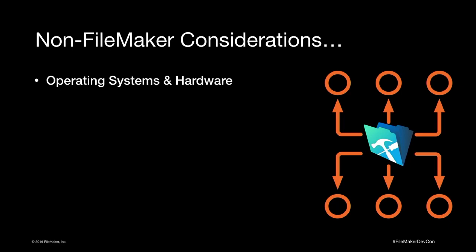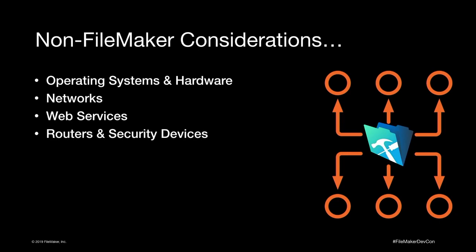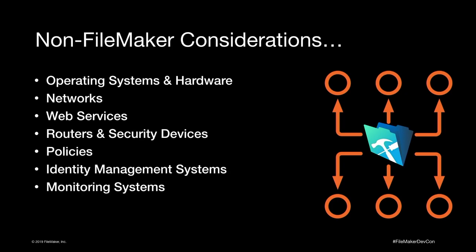So, who's responsible for the systems and hardware? What does the network look like? Is it LAN, WAN, remote app, terminal server, VPN, etc.? What about web services? Who's responsible for routers and other security devices? And will they follow your recommendations? Are there any external policies, like I mentioned earlier, that you need to take into account, such as Amazon Web Services? Are identity management and monitoring systems part of the mix?